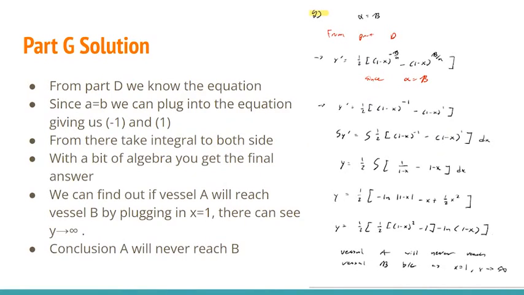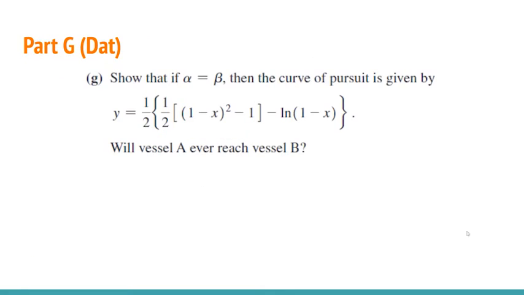So for the solution, we know that alpha equals beta, and from part D we found this equation. And since alpha equals beta, we can substitute it into the exponential part right here, and we get negative 1 and 1. And then we integrate on both sides, integrate y prime and integrate this function. We get y equals 1/2 [minus ln absolute value of (1 minus x) plus 1/2 x squared]. With a bit of algebra, we can see that our final answer is what they ask us to find.